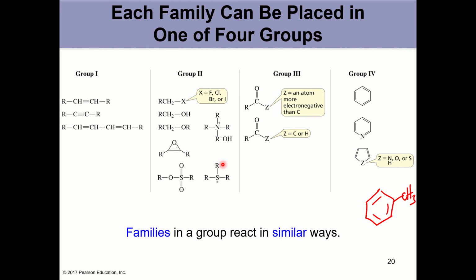Each family can be placed in one of the 4 groups we'll study this year. In Organic Chemistry 1, we are going to study Group 1 and Group 2 reactivity molecules. In Organic Chemistry 2, we will review some Group 2 reactivity, but focus on Group 3 and Group 4 reactivity. For each group, the molecules in the group react in the same general way.